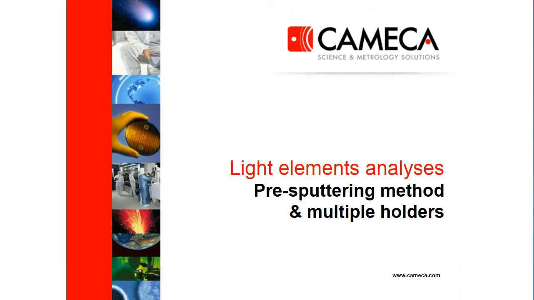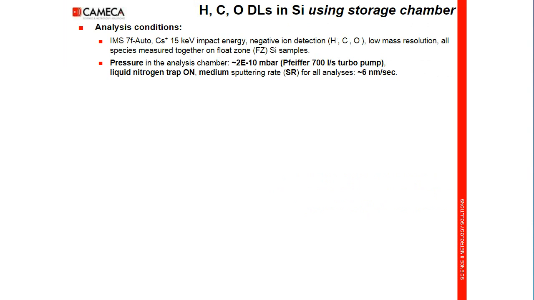Note that the measurement protocol for standard data without pre-sputtering includes sample baking and outgassing in the storage chamber overnight, sample introduction in the analysis chamber, and liquid nitrogen introduction in the morning. Measurements are started 90 minutes after sample transfer to the analysis chamber.